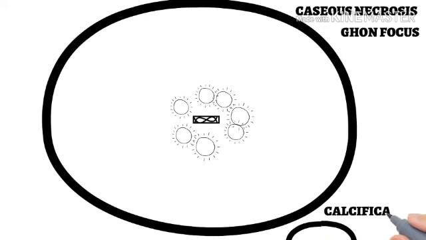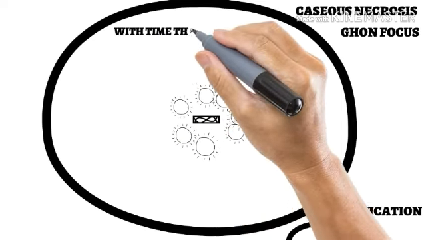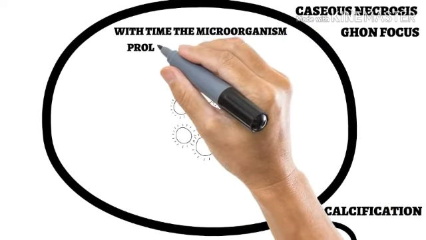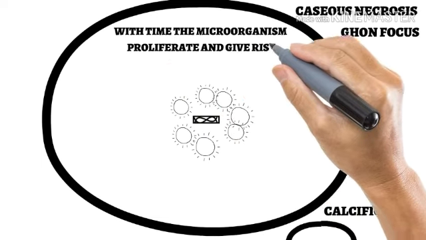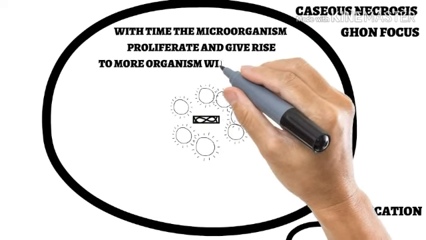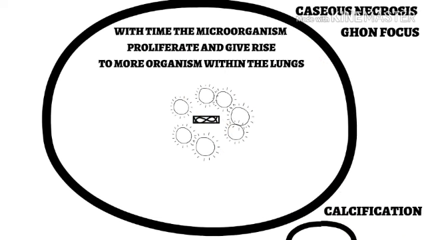And this Ghon focus will calcify. It becomes harder, which makes the alveoli become patch-like. It will look patchy. It will get a lot of patches, and this further impedes blood supply to the lungs, and oxygen supply to the body organs. So with time, the microorganism proliferates and gives rise to more organisms within the lungs.